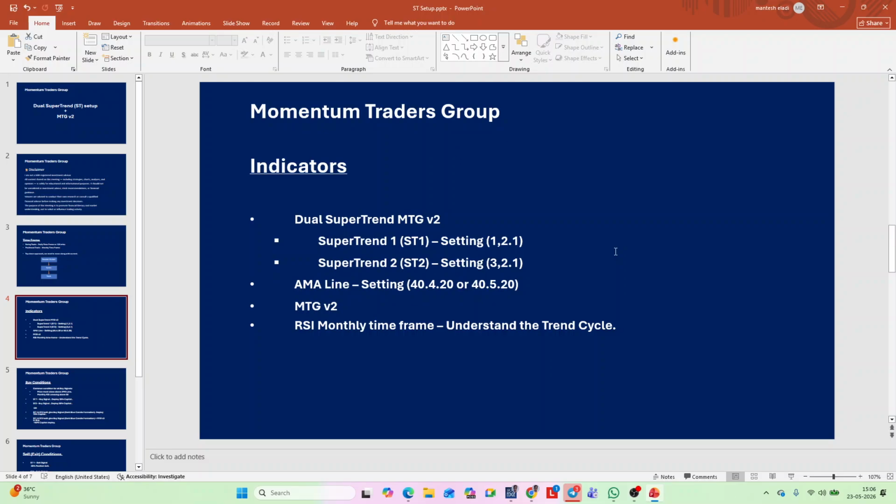And another one is the MTG, the Momentum Traders Group indicator. Again, this is a proprietary indicator which has been created by me. There is a separate setup, we can discuss in another video about MTG. But here we can use MTG along with the dual super trend also. I will explain how you can use it.